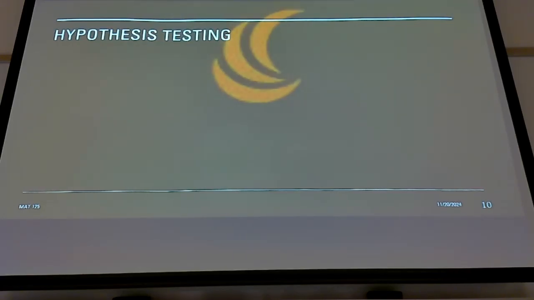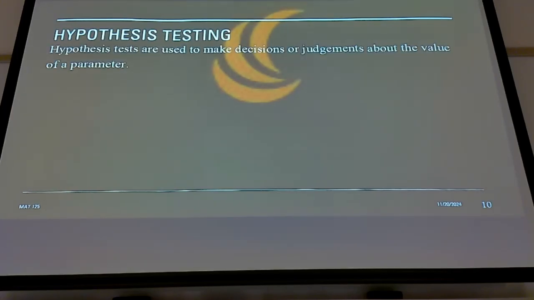This is the last thing we do, by the way, this semester, hypothesis testing. We look at hypothesis testing for the mean and proportion only. So hypothesis tests are used to make decisions or judgments about the value of a parameter.